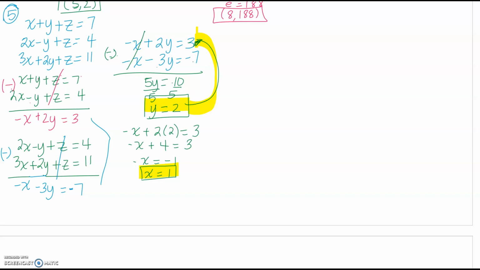In this case, now that we have x and y, we're going to have to get z. That's what we don't know. So you're going to want to put x and y into one of the 3 equations. I'm going to choose the top one. I'm going to rewrite x plus y plus z equals 7. I'm going to substitute in x, which is 1, and y, which is 2, so 1 plus 2 plus z equals 7. Combine like terms, 3 plus z equals 7. When I subtract 3 from both sides, I get z equals 4.